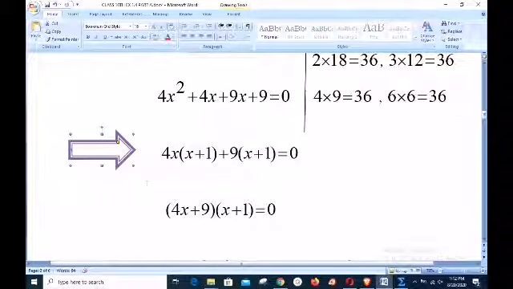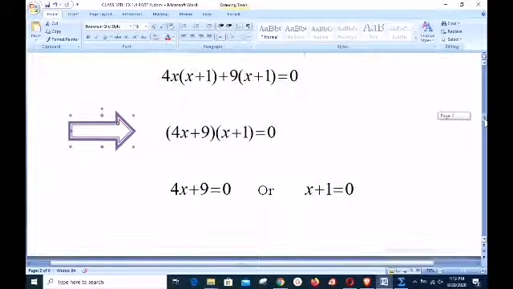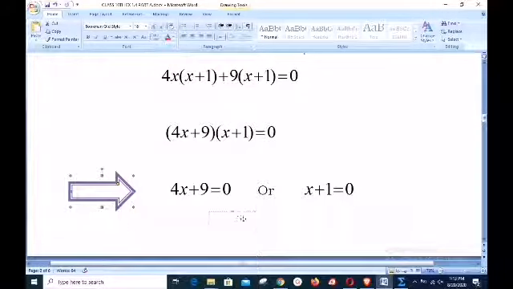Now x plus 1 is common in both the brackets, so in the next step we have 4x plus 9 into x plus 1. Here the product of two factors is equal to 0. That means either the first one is equal to 0 or the second one is equal to 0.